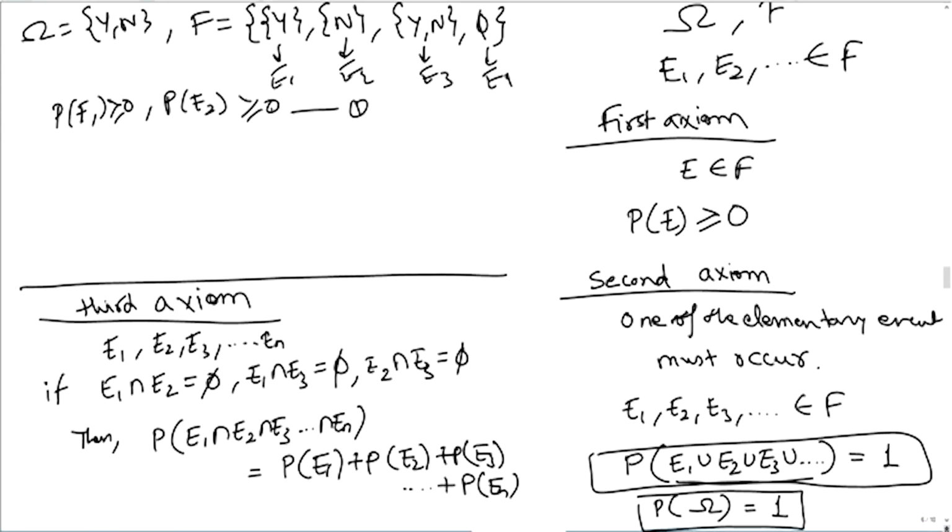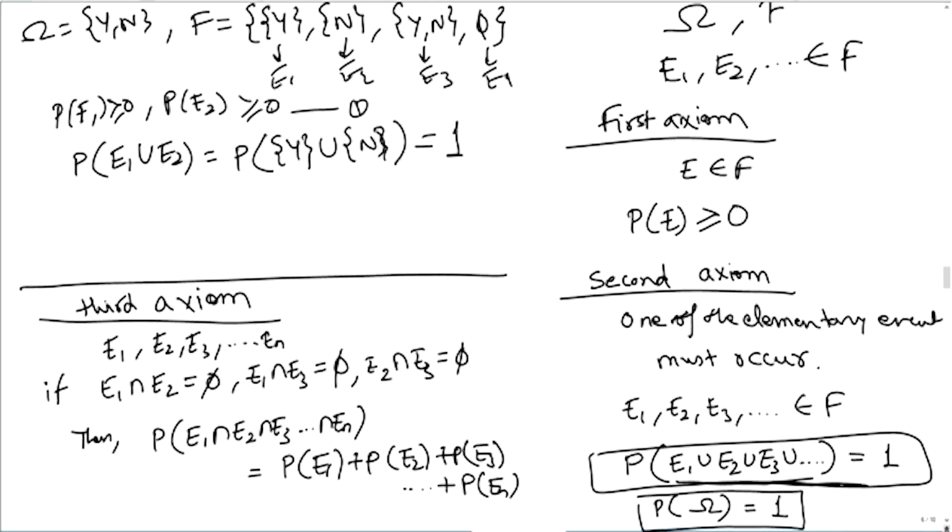Now, what does the second axiom say? That one of the elementary events must occur, that the probability of the union of elementary events is equal to 1. So, what are the elementary events here? E1 and E2, the event containing just yes and just no. So, E1 and E2 are the elementary events here. So, that means according to the second axiom, the probability of E1 union E2, so that is the probability of yes union no, is equal to 1. So, that is what the second axiom says.